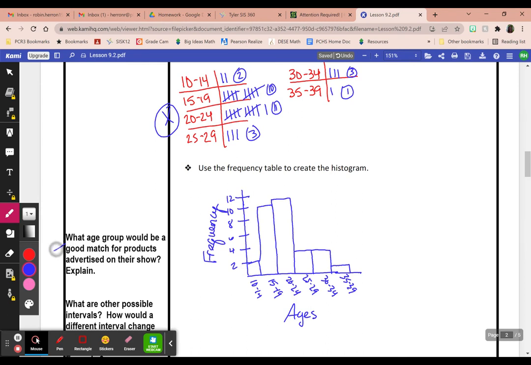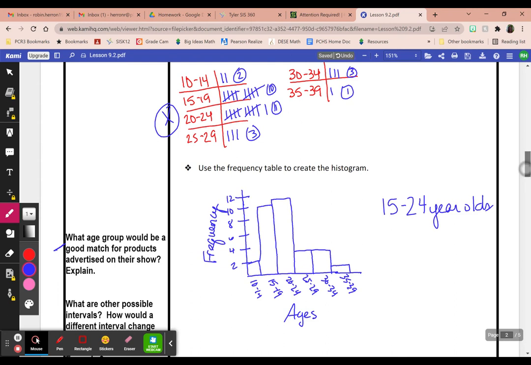Then it says, what age group would be a good match for the products advertised on their show? Well, that would be the one that has the biggest amount in it, right? So I would say 15 all the way to 24-year-olds, okay, because that pretty much picked up the most of our data.